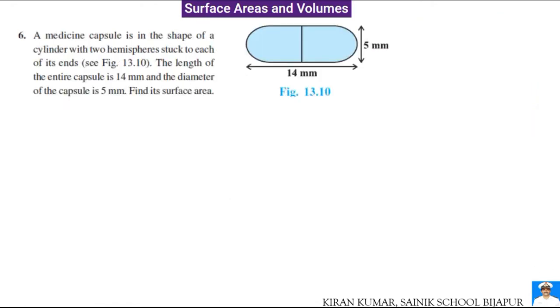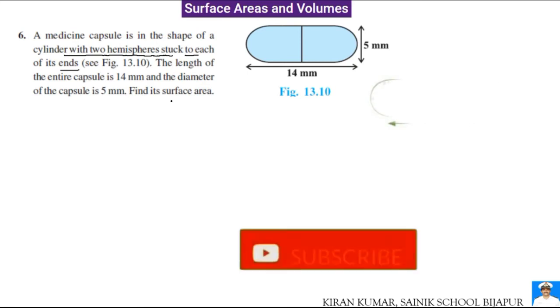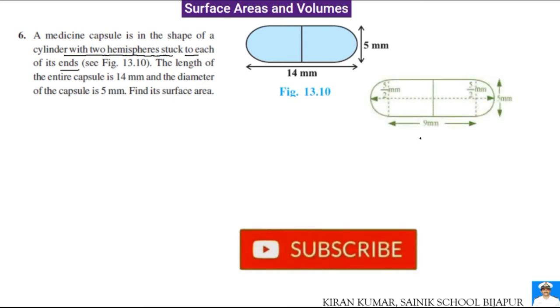Question number 6. A medicine capsule is in the shape of a cylinder with two hemispheres stuck to each of its ends as shown in the figure here. The length of the entire capsule is 14 mm. Diameter of the capsule is 5 mm. Find the surface area. For better understanding, I have taken the figure like this.